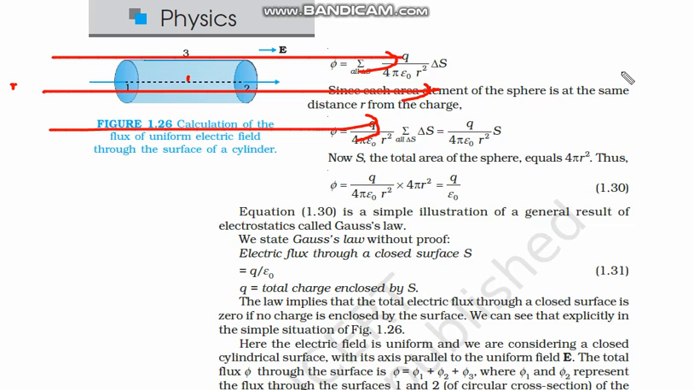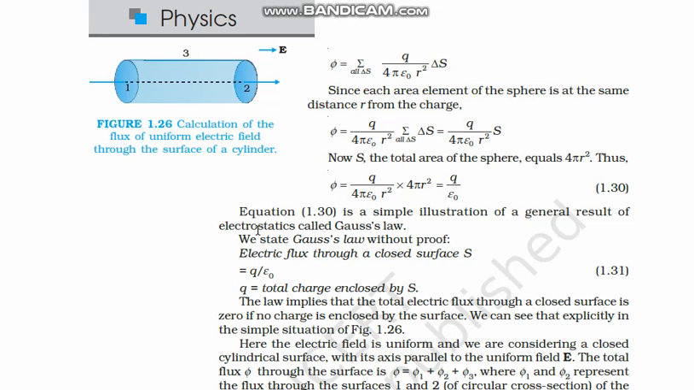So do you understand the case? The total surface area is surface area 1, surface area 2, plus surface area 3. Charge Q is outside this cylinder, and it is emitting a uniform electric field. The electric field is in this direction, as I have shown in the figure. Please remember this figure. Let us solve this.